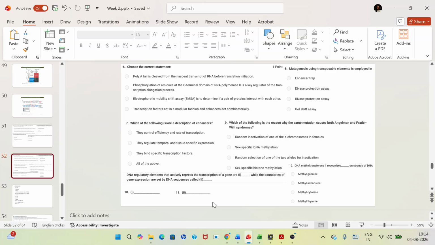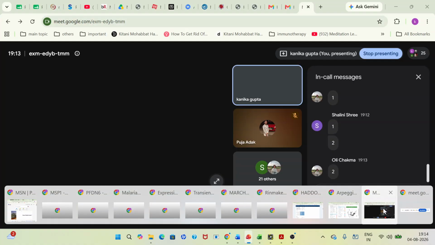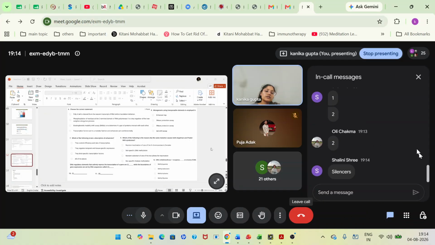Question 10 or 11, again, they are together, but you can answer one by one. So, DNA regulatory elements that actively repress the transcription of a gene are, what do we call them? Yes, those are silencers.